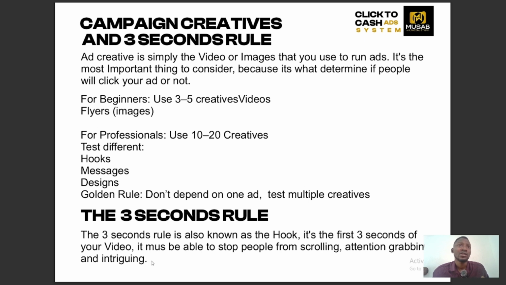In this course, there is a PDF that contains over 80 hooks that you can use to write your copy or your content that you will use for your ad. So you should look for that PDF and download.